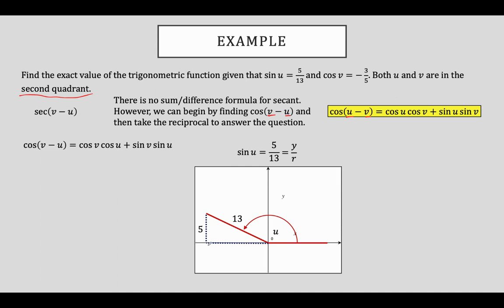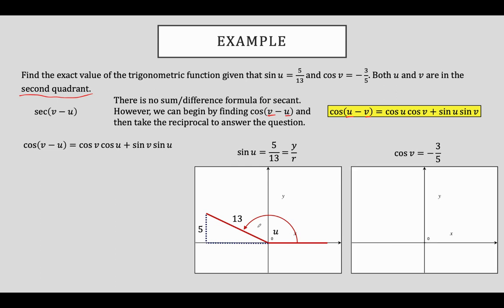We know that the corresponding y-coordinate has to be 5. We know that the radius of the arc has to be 13. We can do the exact same thing for our angle v. Cosine of v is equal to negative 3/5. Well, our definition for cosine is x over r. We are in the second quadrant again, so we know the x-coordinate has to be negative 3. R, the radius of the arc, has to be 5.